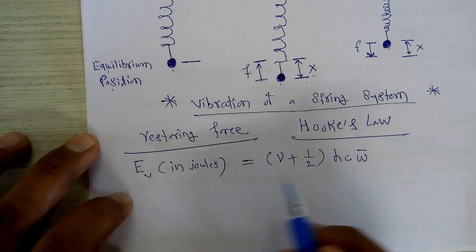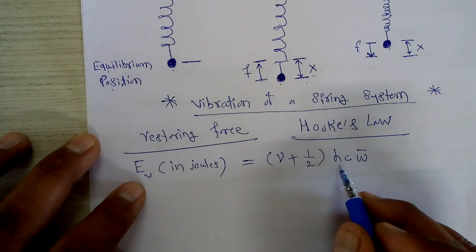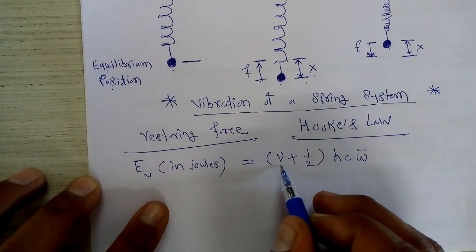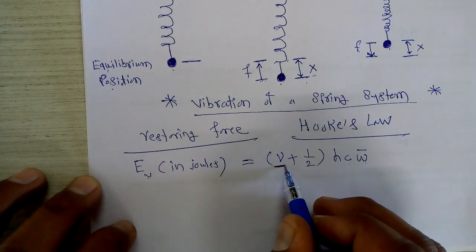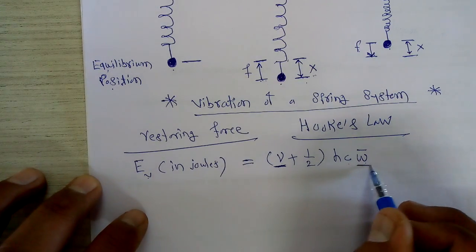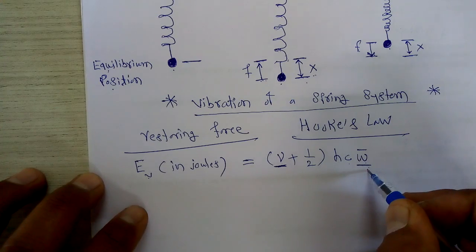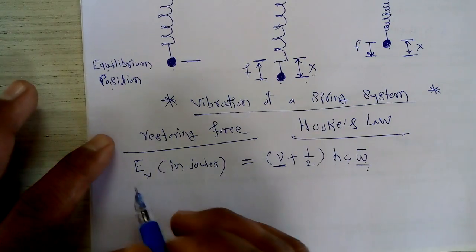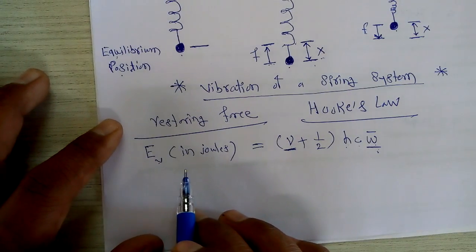Vibrational energy is equal to (v plus 1 by 2) into h into c into omega bar. In this case, v stands for the vibrational quantum number, which may have the values 0, 1, 2, etc. The next term is omega bar, which is nothing but the fundamental vibrational frequency. Then h is called Planck's constant. So this is a simple equation to calculate the vibrational energy of a diatomic molecule, that is, a simple harmonic oscillator.